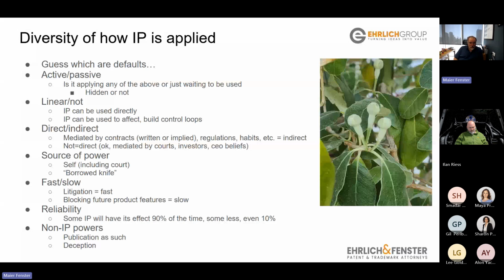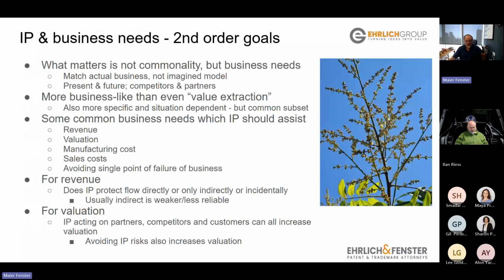Can't not talk about IP business needs. Usually the goal is not in one of these charts that I gave you, but actual needs. And some of the more common needs, even more than value extraction, are things like revenue: we want people to pay us. Valuation: we want people to buy our company. Manufacturing cost: we want to be able to manufacture cheaply.